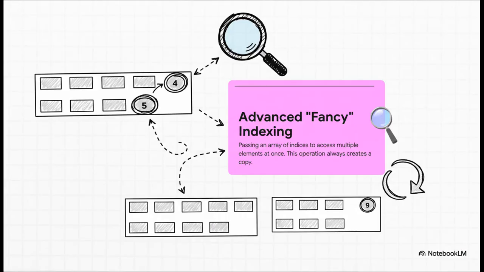The idea is simple. Instead of a simple start-stop slice, you give it a list or another array of the exact integer indices you want to grab. So you can pick out, say, the second, seventh, and fifth elements in that order. It's incredibly flexible. And the most important rule here is that this operation always creates a copy.